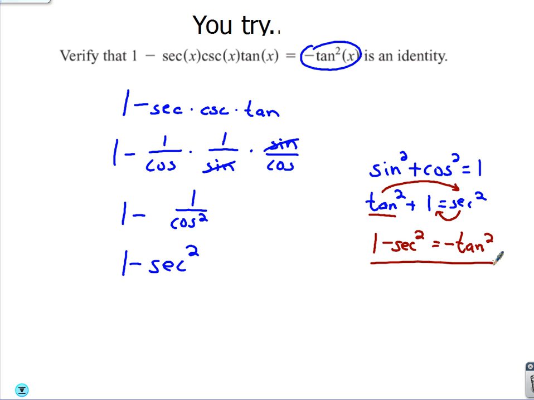So since I know this is true, I also know this is true. All I did was use simple algebra to manipulate it. So in the place of 1 minus secant squared, I can put that it's equal to negative tangent squared x, which is what I was trying to prove. It does equal.